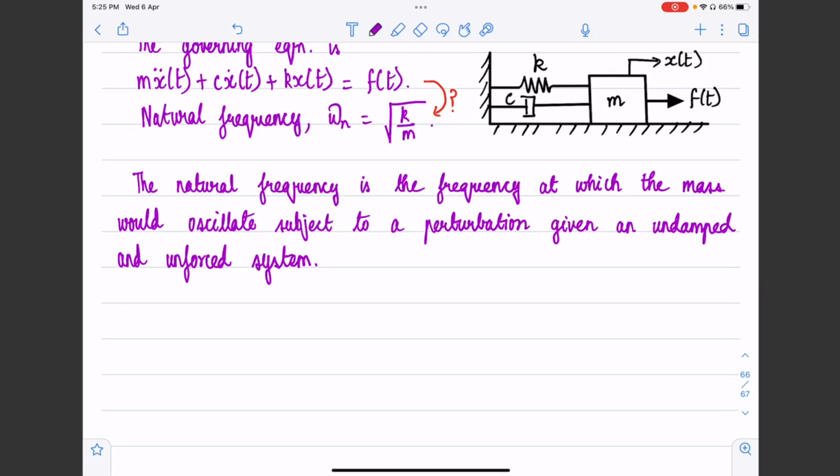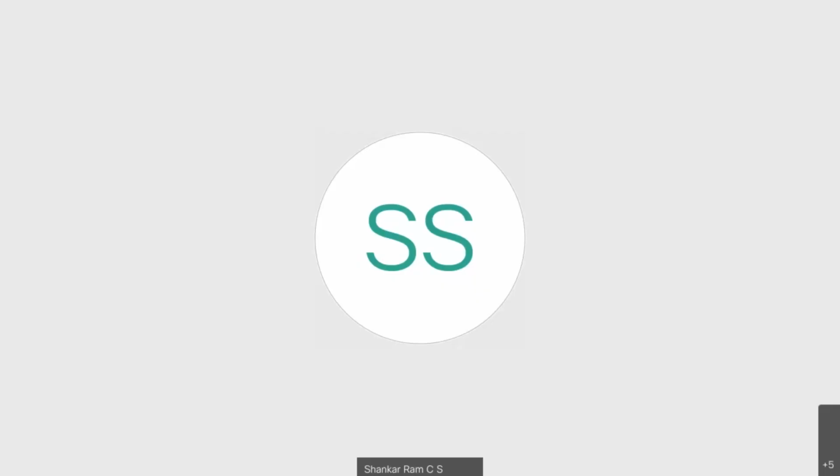So let us now apply this definition in this case. Okay, and then we will see what happens. So let us consider, oops, there's some issue, 1 minute, sorry about that.